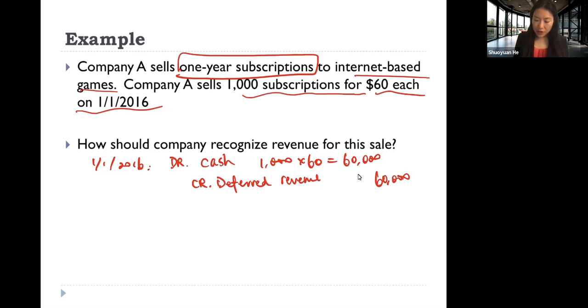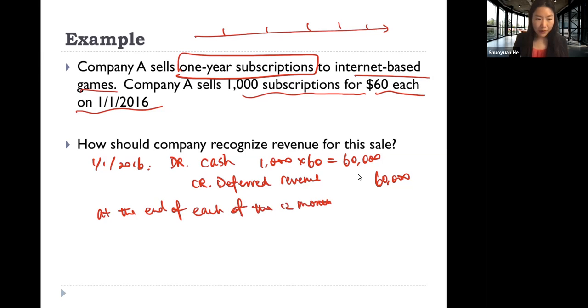And then, how about if the company is closing its books at the end of every month. So at the end of each of the 12 months following the sale, which means on January 31st, that is Company A's next journal entry. At that time, because Company A has already performed 1 month of service, Company A can recognize the sales revenue associated with that month. So that's when we reverse this liability.